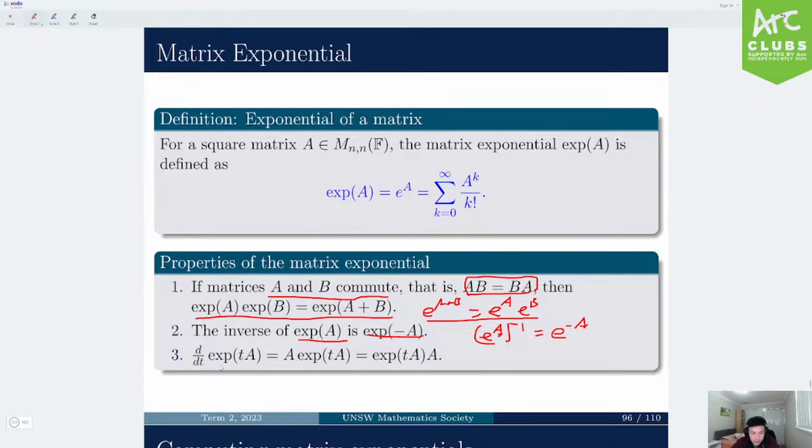If we take the derivative of exp of tA, you can imagine this as chain rule. We take the A and multiply it out front, and we can multiply either to the left or the right. They're both the same. Again, d/dt, if we look at it in the e form, so e to the tA, that's just going to be e to the tA times A by chain rule, or we can just put that on the left as well. It doesn't matter, right?